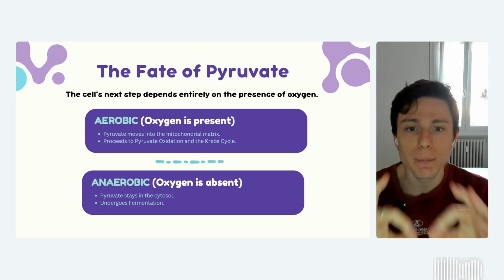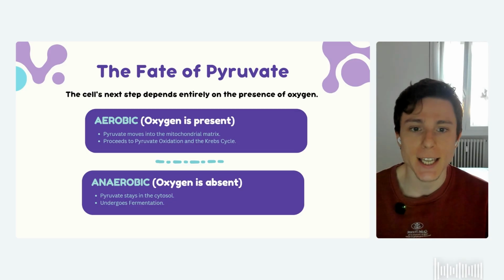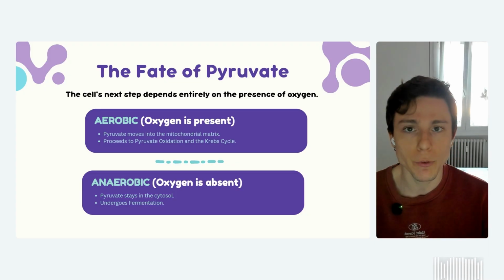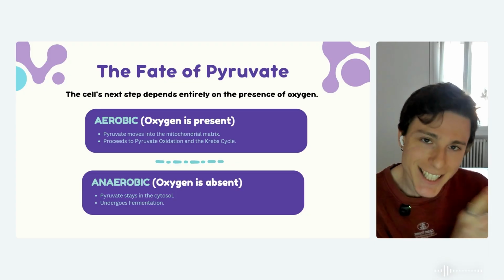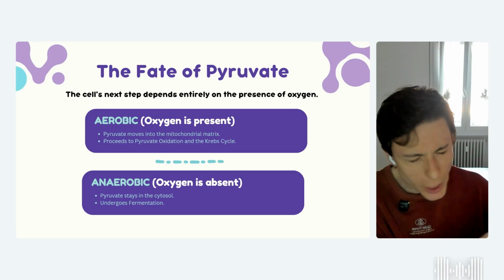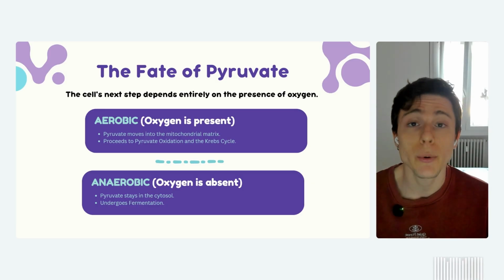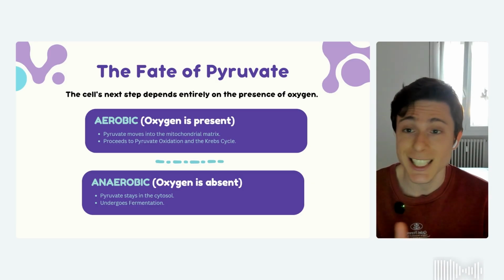Okay, so this is where things start getting interesting. We did it, we made pyruvate, we have a bunch of them. What is the next step? The logical thing to do is to move on and get into the mitochondria, because it's there that we're going to produce a lot of ATP. But it's not always like that. When we don't have oxygen, something different is going to happen.